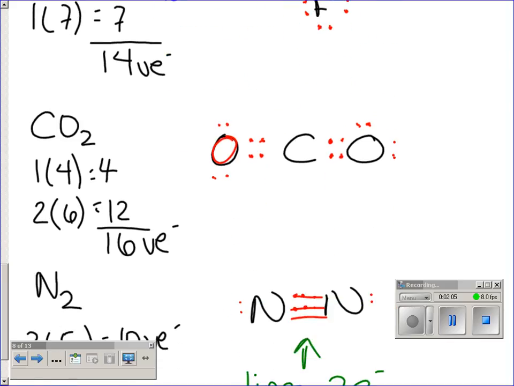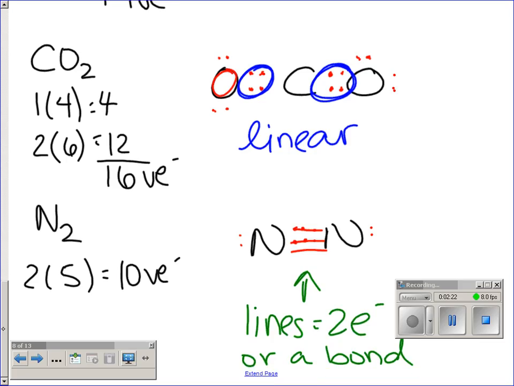CO, double and triple bonds count as 1 ligand. So 1 ligand, 1 ligand, 0 lone pairs is linear. Okay, double and triple bonds count as 1 ligand. And anytime you have a diatomic or just two elements, it's automatically going to be linear. And that's VSEPR theory. It's very simple. You just count lone pairs and ligands, and you're counting them based on the central atom. All right.